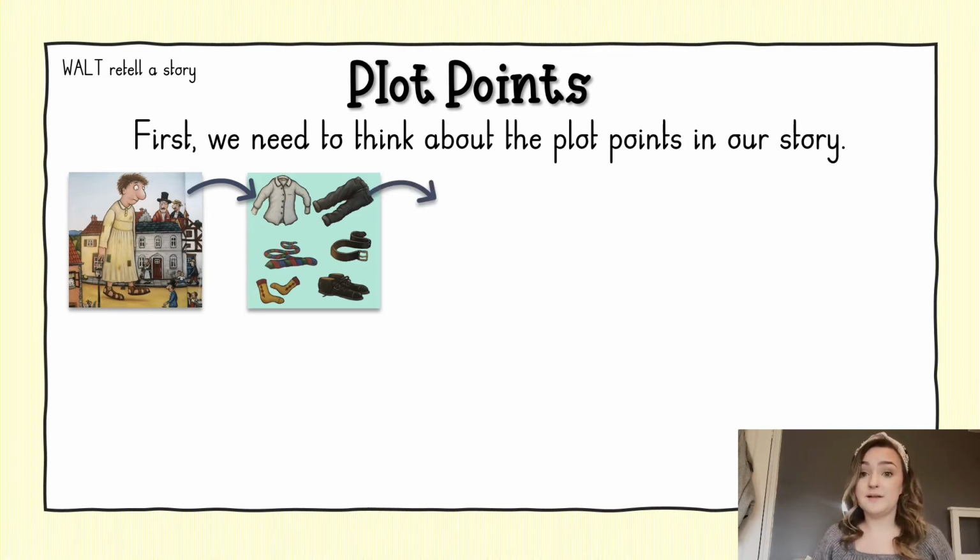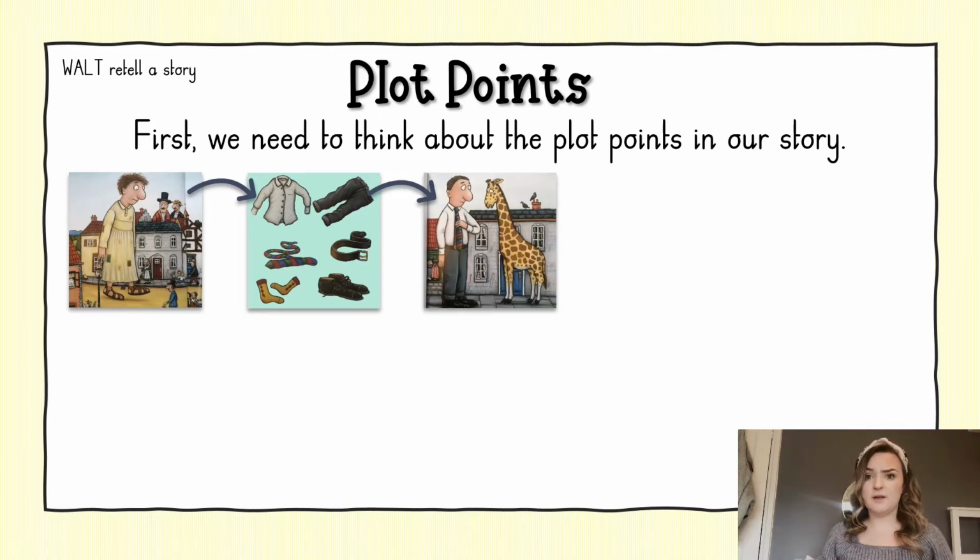The next plot point is where George meets the giraffe. And the giraffe is very, very cold. And the giraffe is very, very sad. And what does George do? George gives his tie to the giraffe to use as a scarf. Now I can remember it's scarf because scarf rhymes with giraffe. So that's our third plot point, where George meets the giraffe. So already I'm starting to think about what sentences I might want to use when I write my version of the story.